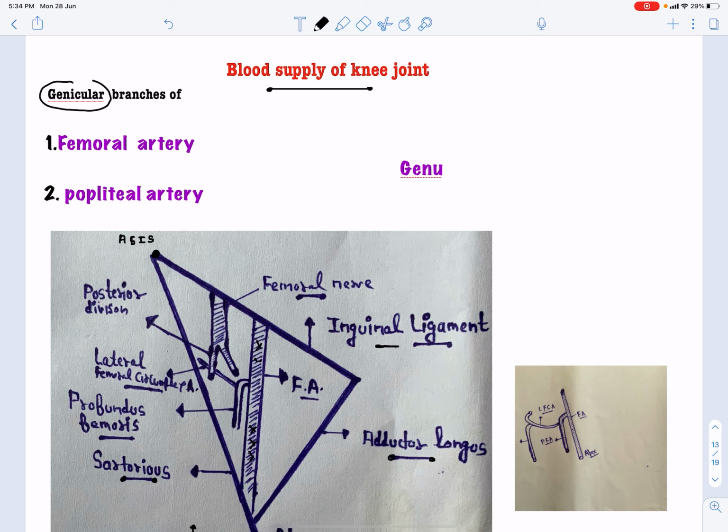Hello everyone. So today in this lecture I am going to discuss the blood supply of our knee joint. Actually, blood supply of the knee joint is done via genicular branches. Which branches? Yes please. Genicular branches of number 1 femoral artery and number 2 popliteal artery.